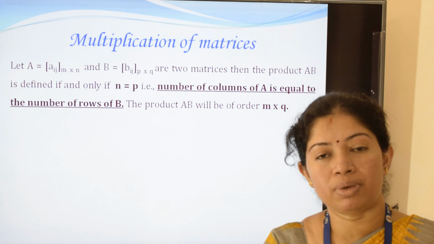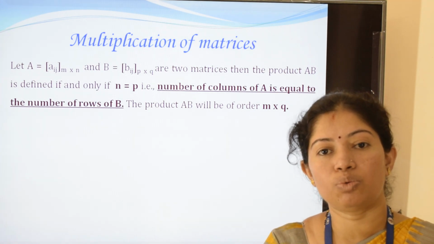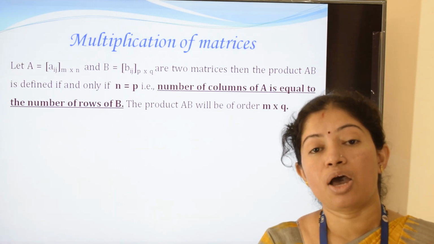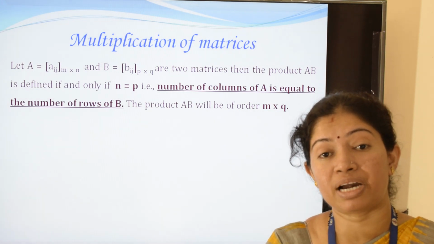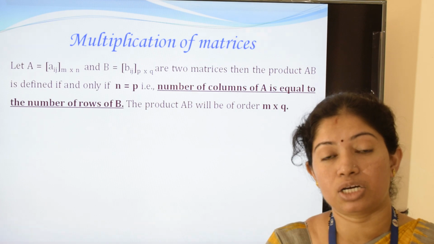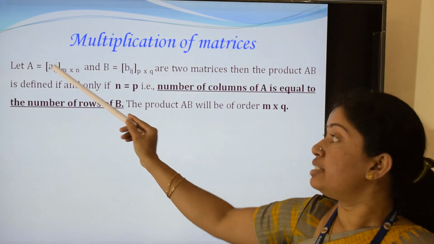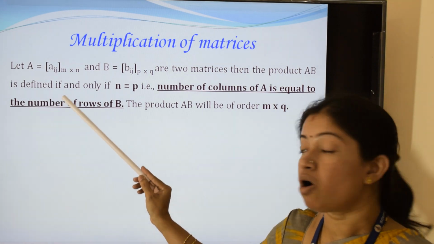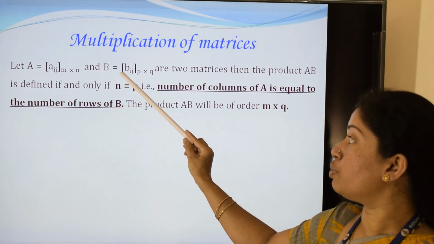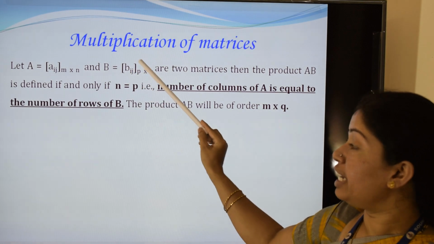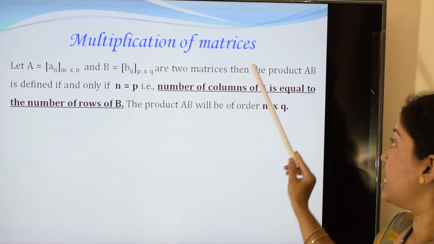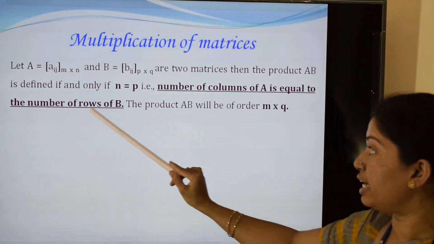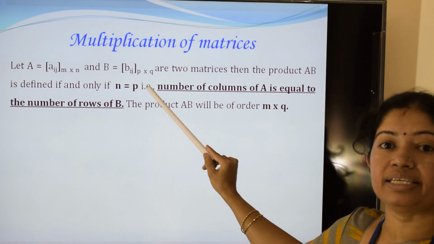Before we start those problems, let us have a quick glance at what we learnt in our previous session. First one is matrix multiplication. When can you multiply two matrices? What is that condition? It should be satisfied, then only the product is defined. Let us see, if A = [aij] is a matrix of order m cross n and B = [bij] is a matrix of order p cross q, then the product AB is defined if and only if n is equal to p.